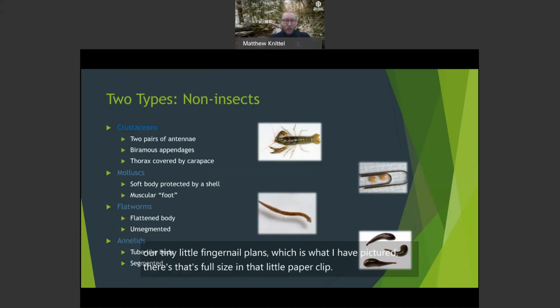We also have flatworms, so planaria. And you can see that little kind of arrow-shaped head with a little white kind of eye spots there, those little proto-eyes that really just help them determine light and darkness. They can't really see much else with those.